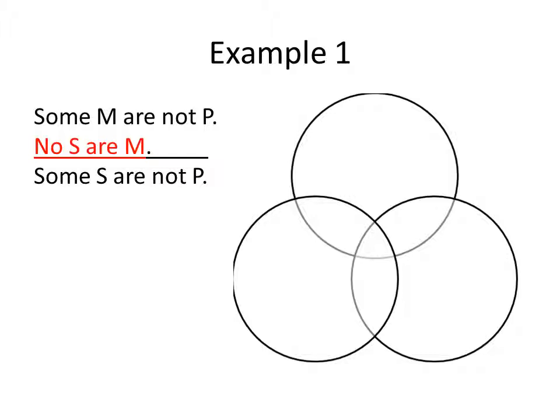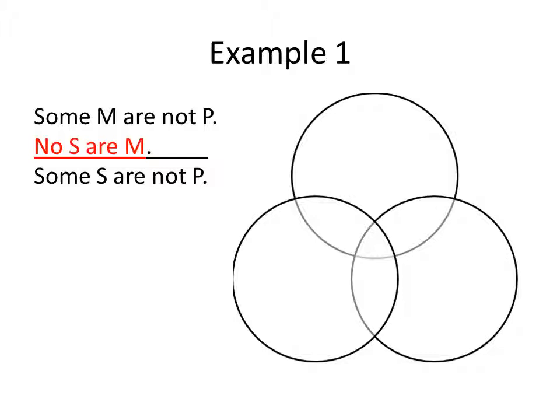Well, note that one of our premises, the first one, is particular rather than universal. And our rule is we always start with the universal one, and that happens to be the second one, the one that is in red here. So we're going to start by diagramming our second premise, no S are M. Again, when we have a particular and a universal, one that starts with some versus one that starts with all or no, we have to start with the all or no one, even if it is the second premise. Okay, so let's start with no S are M.